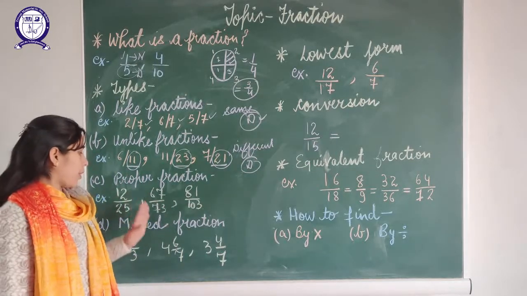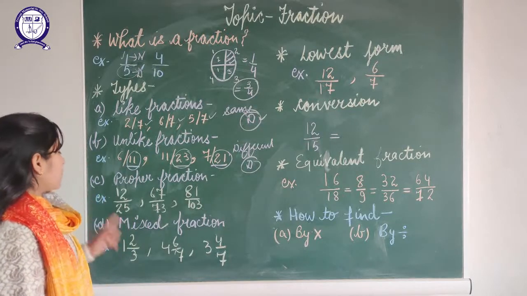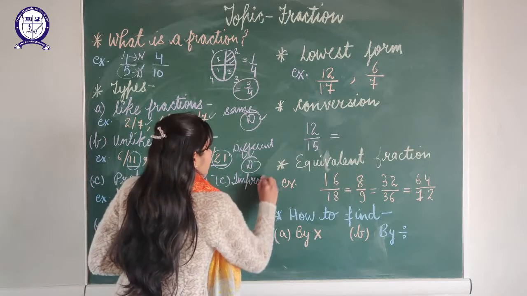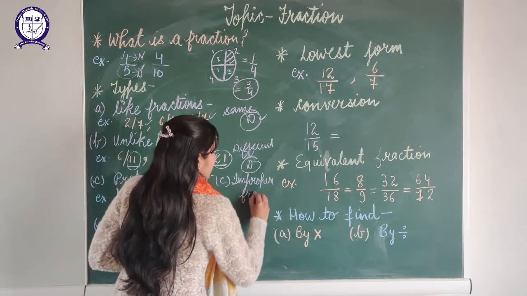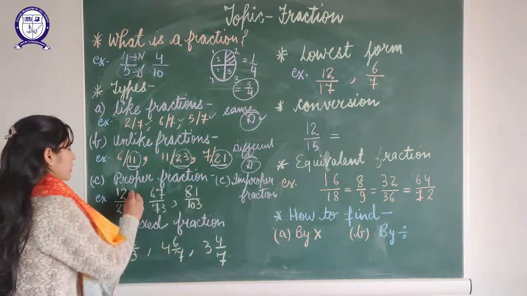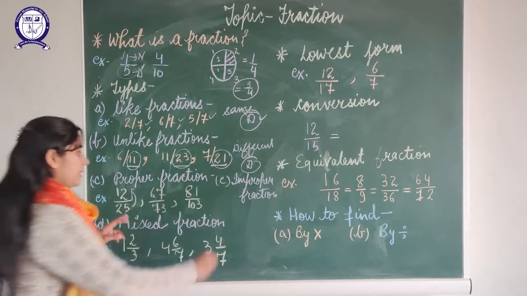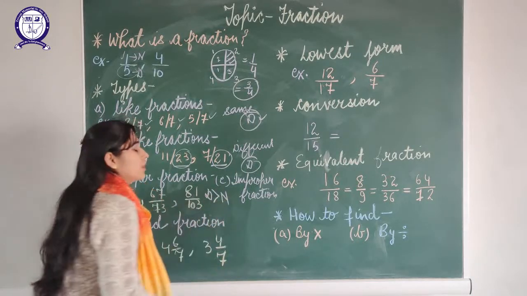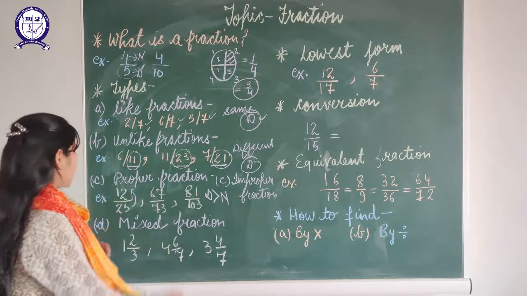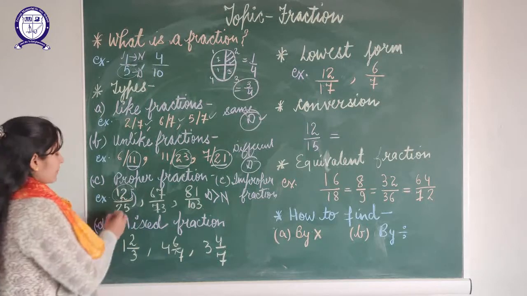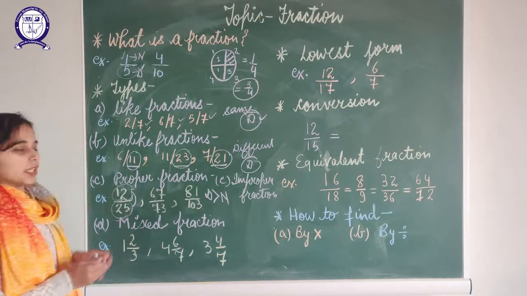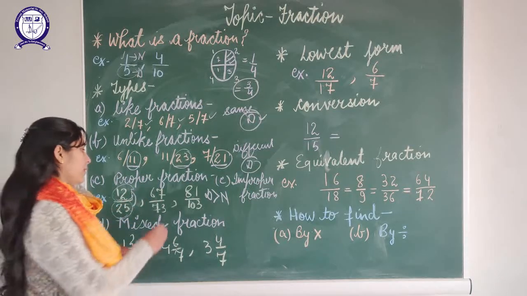Now let's discuss proper fractions, improper fractions and mixed fractions. In this we have to compare the numerator with the denominator. In any case where the numerator is smaller than the denominator, meaning the denominator is greater than the numerator, that fraction is called a proper fraction. When we have 12 as numerator and 25 as denominator, which is greater, numerator or denominator? Denominator. So these fractions are proper fractions.